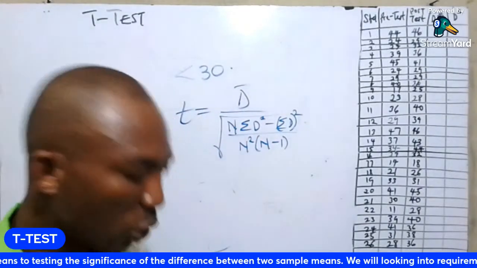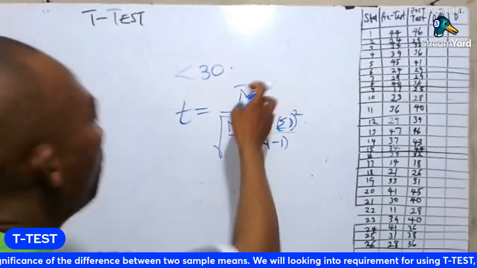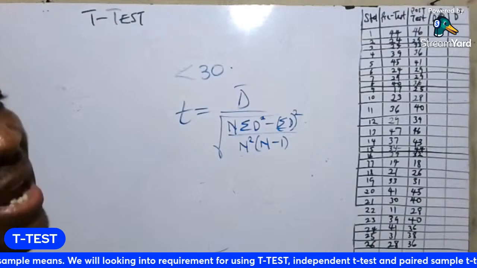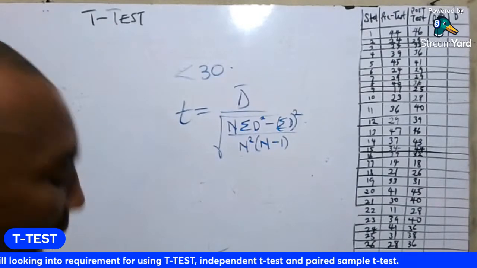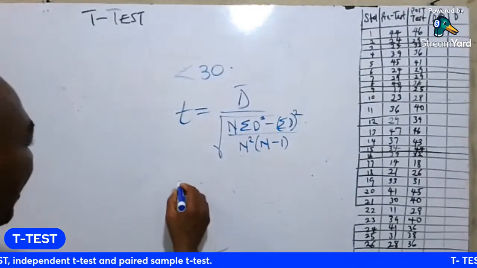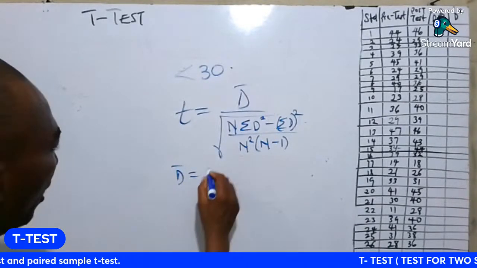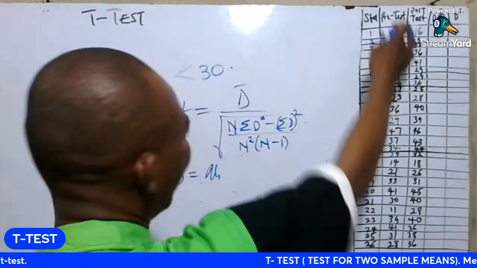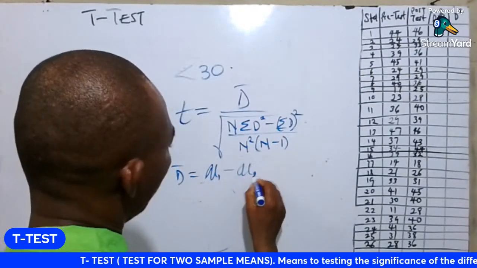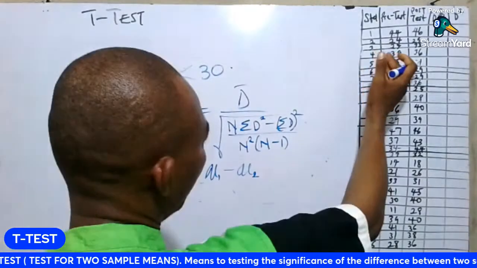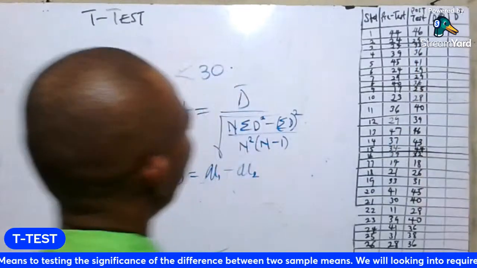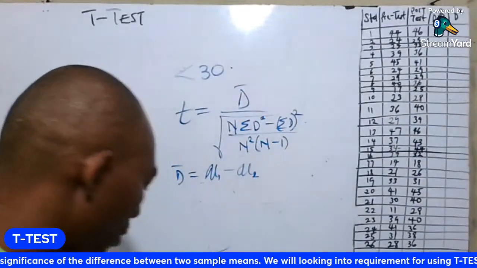Here, D bar is the absolute difference of the mean of the first group and the second group. So the D bar that we see here is talking about the mean of the pre-test minus the mean of the post-test. The pre-test mean and the post-test mean, of course, we definitely get that one here.